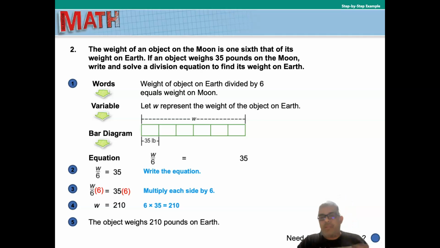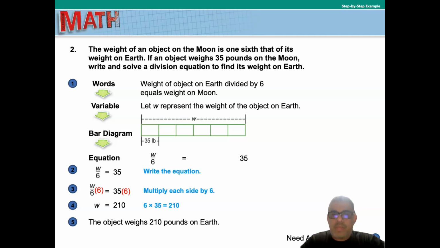So 1/6 simply means 1 out of 6. So if I had a square and it's divided into 6 parts, one of those little squares is shaded and the other 5 is not. That's 1/6. 1 being the numerator, that's the number on top, 6 being the denominator. If an object weighs 35 pounds on the moon, they want you to write and solve a division equation to find its weight on Earth.